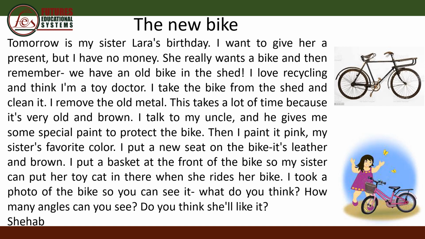I remove the old metal. This takes a lot of time because it's very old and brown. I talk to my uncle and he gives me some special paint to protect the bike. Then I paint it pink, my sister's favorite color. I put a new seat on the bike, it's leather and brown.